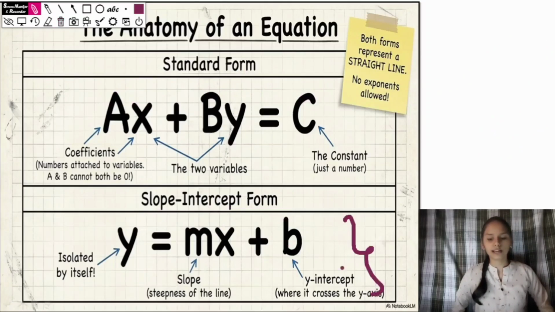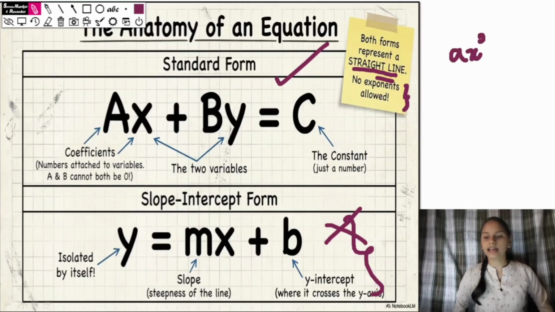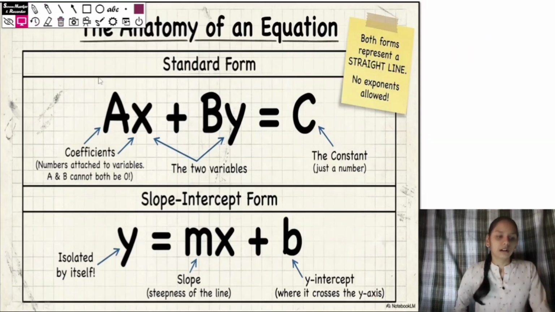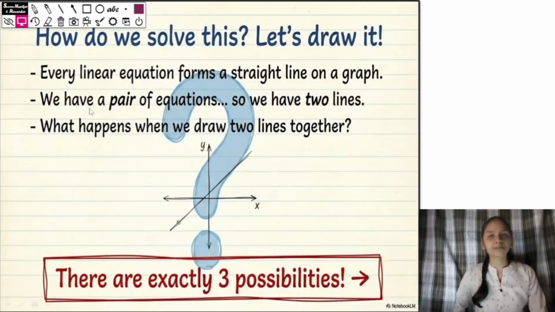For now no need, just ignore it and concentrate on this. Both forms represent a straight line. See, no exponents. Exponents you would get in quadratic as ax square, but here there are no exponents, no powers. So now you have been introduced to the anatomy of the equation. Now coming back to the Siri problem, Akka, how can I solve it? First of all, for solving this, you can draw this.